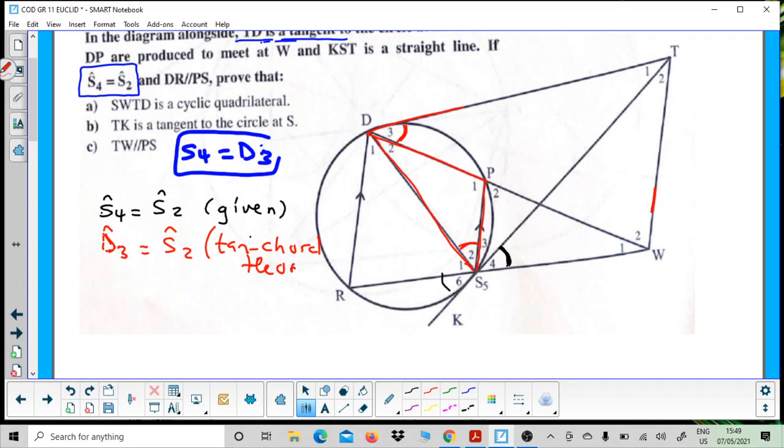We are using the theorems that we know. Now, after making these two statements, how many of us can see that we can conclude that since these two angles are equal to S2, both of them, we can conclude that therefore S4 must be equal to D3. Now, the moment you prove that those two are equal to each other, then you can say as a result of all of this, it means that SWTD must be a cyclic quad.